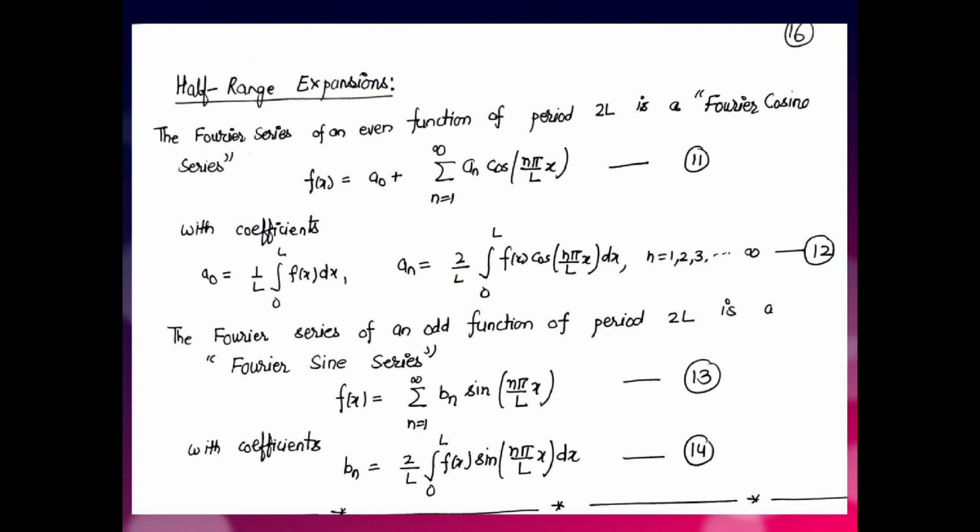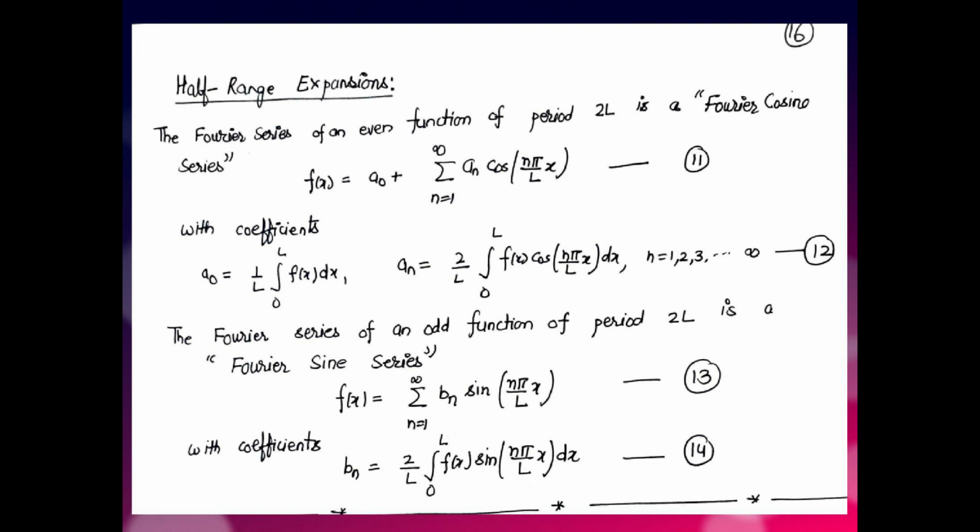As discussed in lecture 1, the Fourier series for an even function of period 2L is a Fourier cosine series, and it can be represented by 11. f(x) is a naught plus summation over n from 1 to infinity of a_n cos(n pi x over L), and the coefficients a naught and a_n are defined by 12.